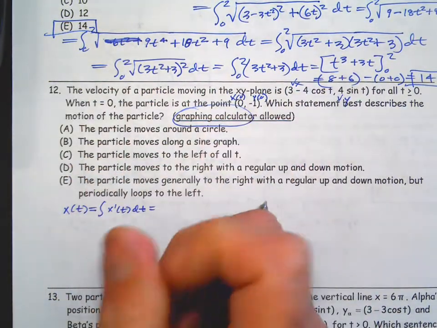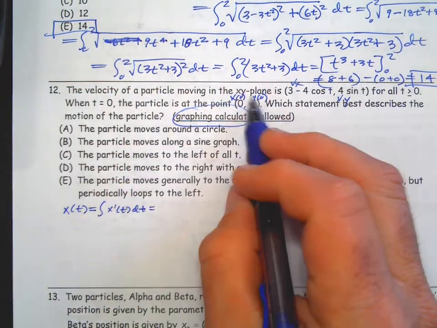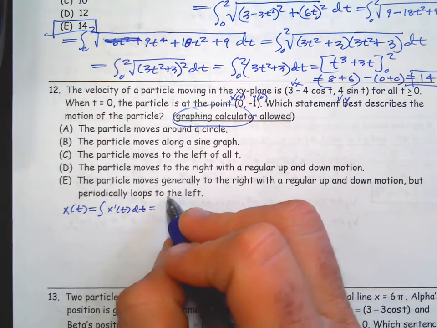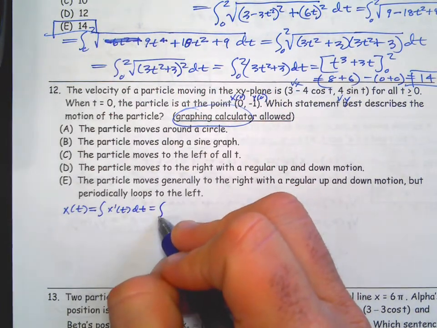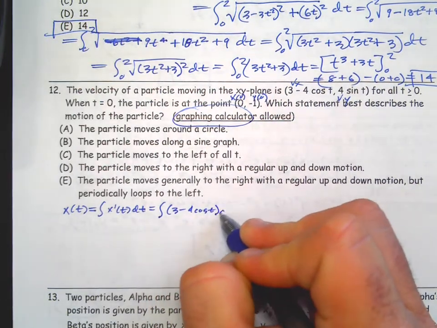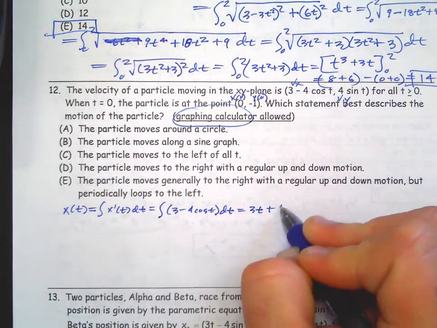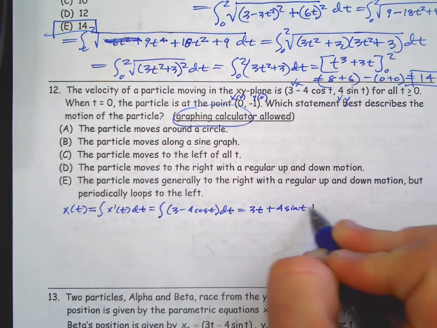We could do fundamental thermodynamics too. I don't know if that's going to help, but we'll use this to help us find the c value. Hopefully we can integrate these. It looks like we can. So the integral of 3 minus 4 cosine t dt is going to be 3t plus 4 sine t plus c.